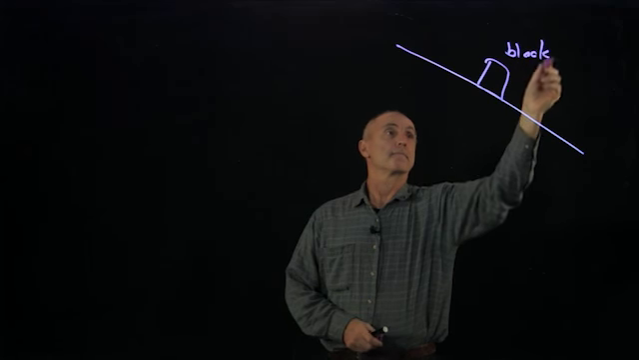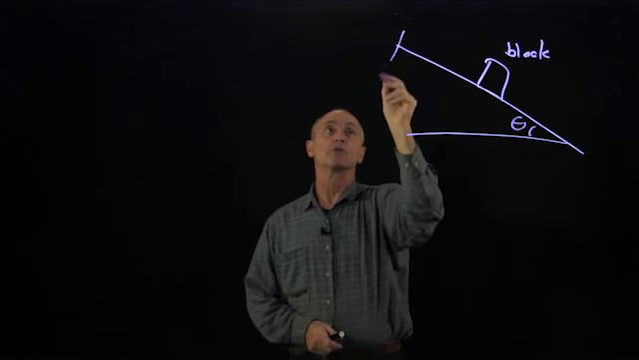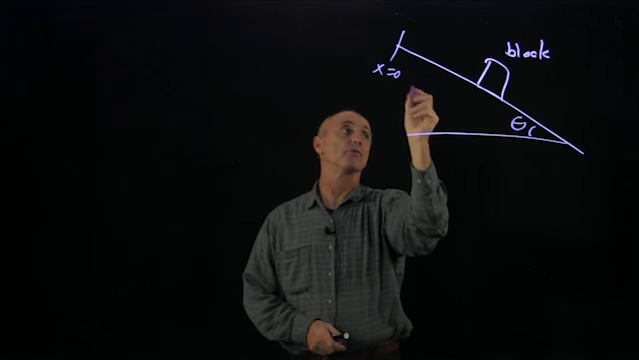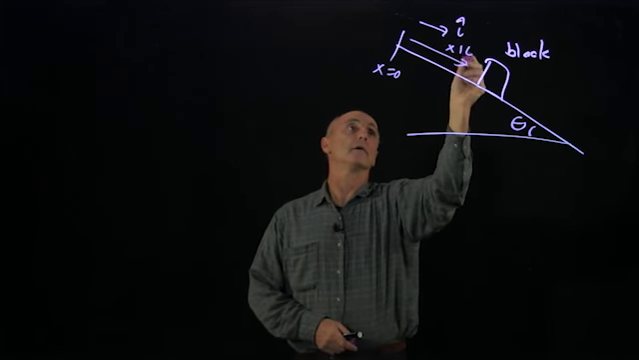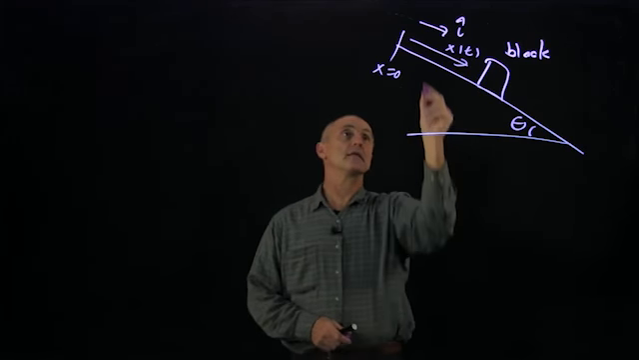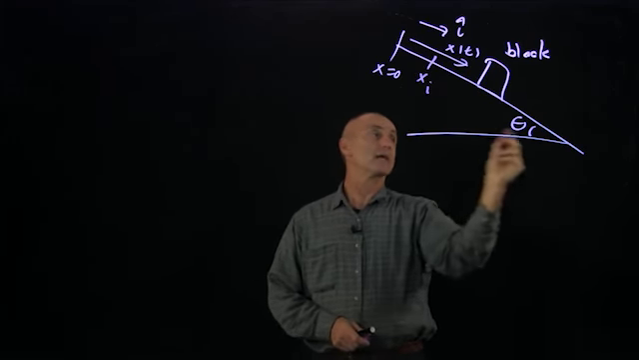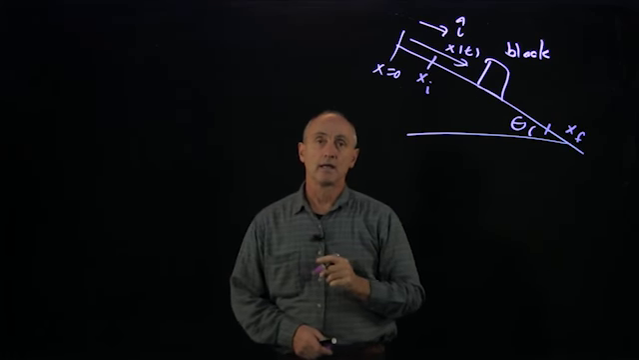Let's apply the work energy theorem principle to the motion of a block sliding down an inclined plane. Here's an inclined plane at an angle theta, and let's choose a coordinate system. We'll choose x equals 0 up here, i hat here, and here is our coordinate function. Suppose that the object starts at x initial and it ends at x final.